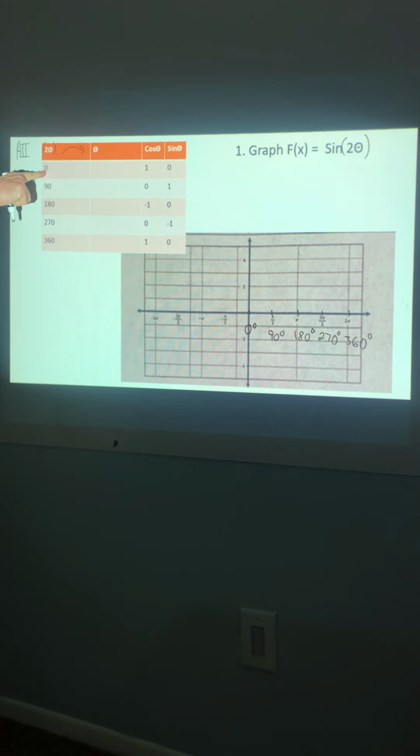I would take 0 right here, and I would do the opposite. I would go 0 divided by 2, but that's just 0. The next one is 90. 90 divided by 2 is 45. So all you're doing is taking these values and cutting them in half. So 180 becomes 90, 270 becomes 135, and then 360 becomes 180.